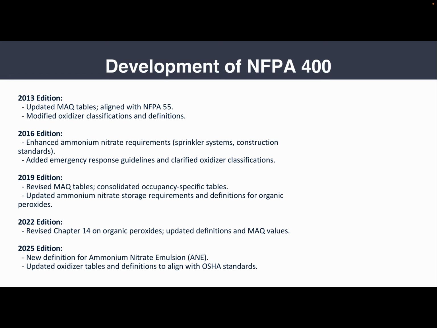In 2019, the code reorganized and simplified its tables. In 2022, Chapter 14 was revised to include new and cleaner information about organic peroxides. And finally, the 2025 edition added a new definition for ammonium nitrate emulsion and harmonized oxidizer classification with OSHA requirements. Each update reflects lessons learned from real incidents.